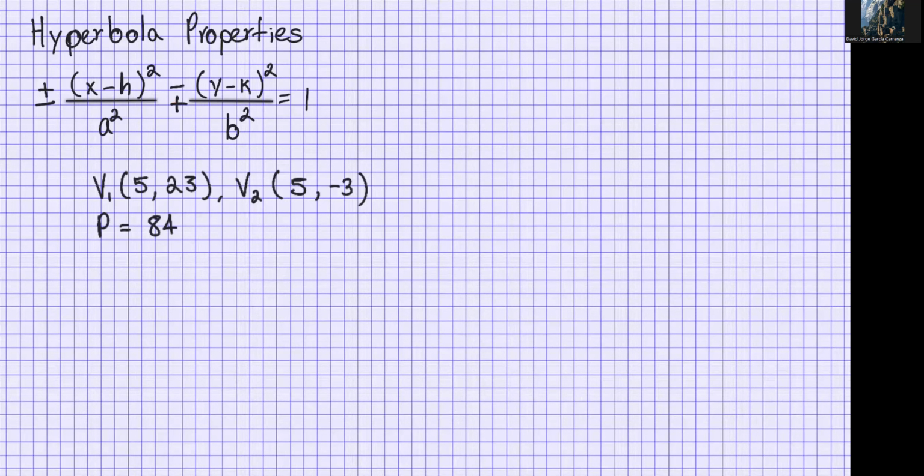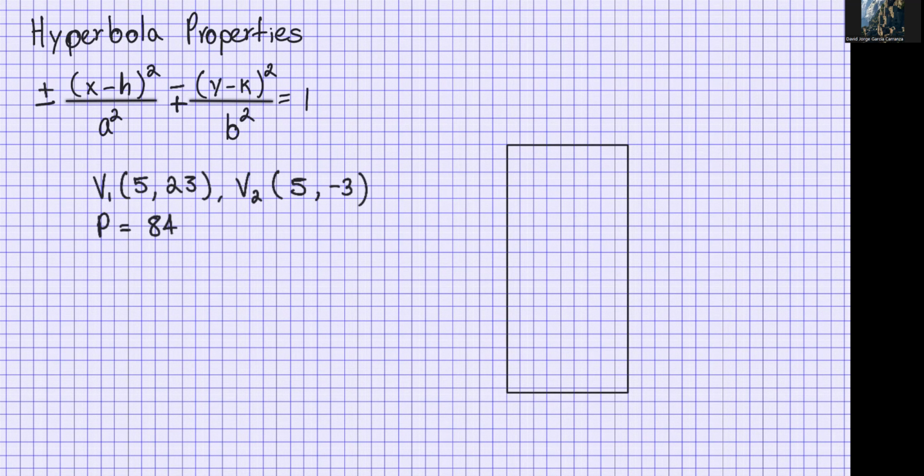Today we will be working with hyperbola properties, and the main objective will be to write the standard form of the equation of the hyperbola that meets the following criteria. In this case, the information we are given is the vertices, vertex 1 and vertex 2, and the perimeter of the central rectangle. The central rectangle has a perimeter of 84 units. So in order to have a better view of what we're dealing with, let's draw a little rectangle.